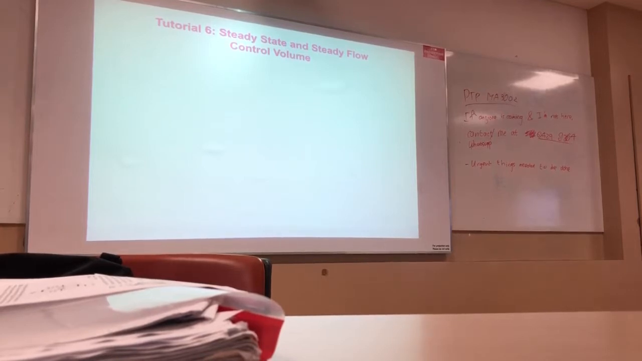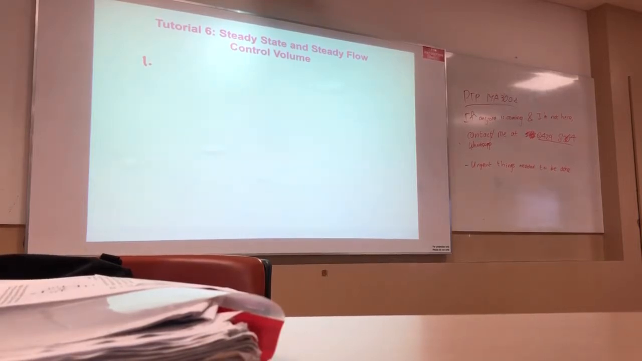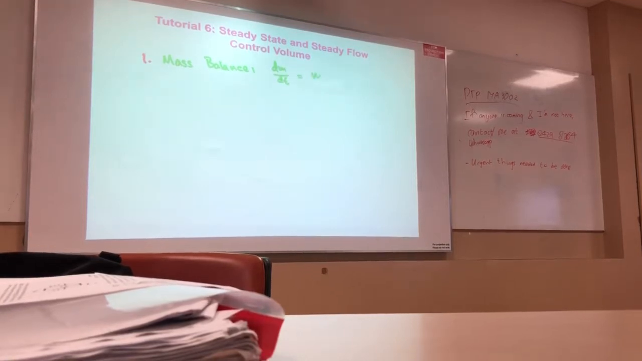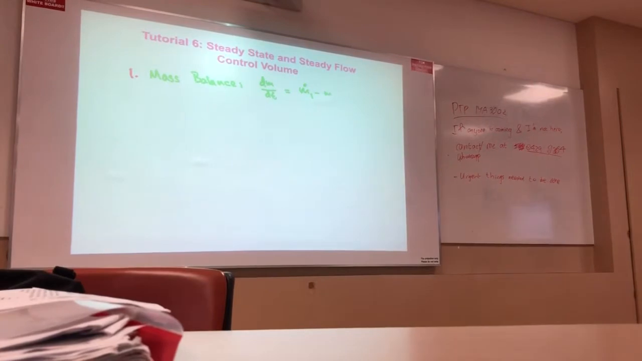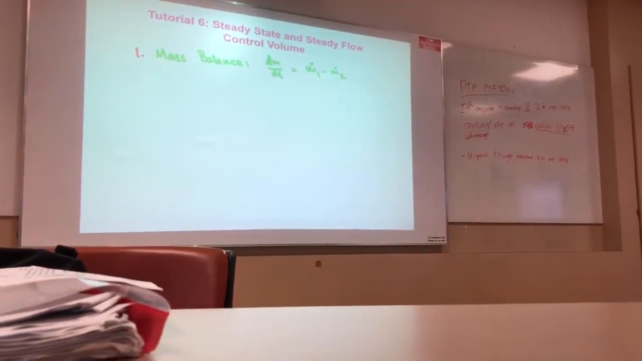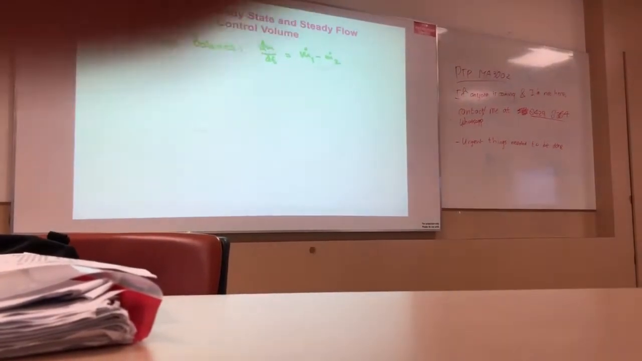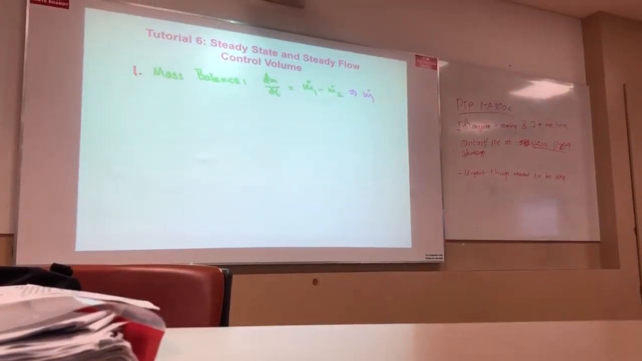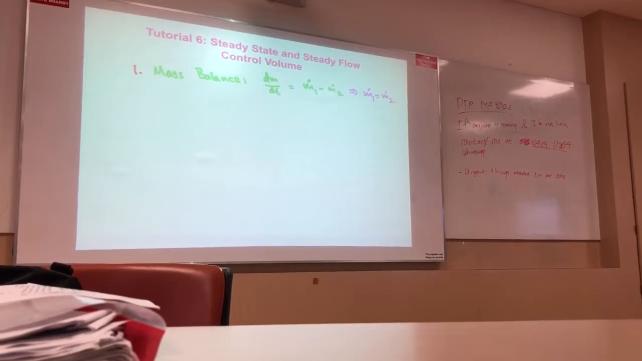So most of you know these two equations for mass balance. dm/dt, the mass flow rate at inlet and the mass flow rate at outlet are the same. So under steady state, steady flow condition, we can write number 1, number 2. Number 2 is energy balance.